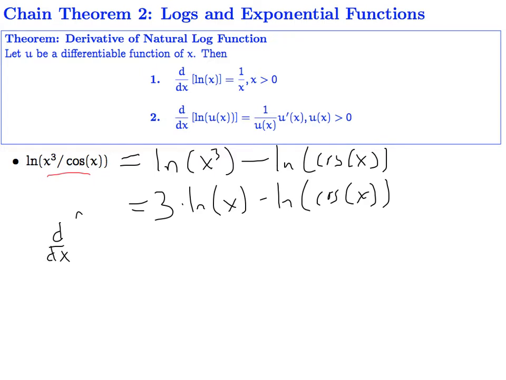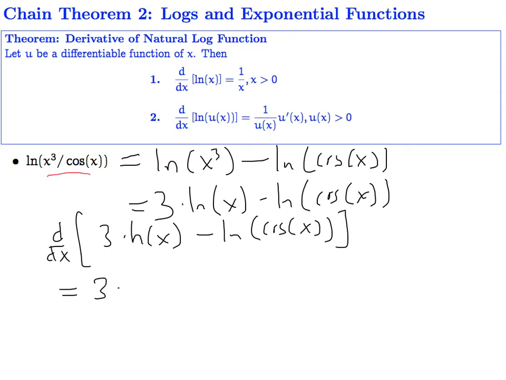I need to now take the derivative of 3 times the natural log of x minus the natural log of cosine of x. And the first part isn't so bad. The constant just hangs around: 3 times 1 over x. It's a very simple derivative.